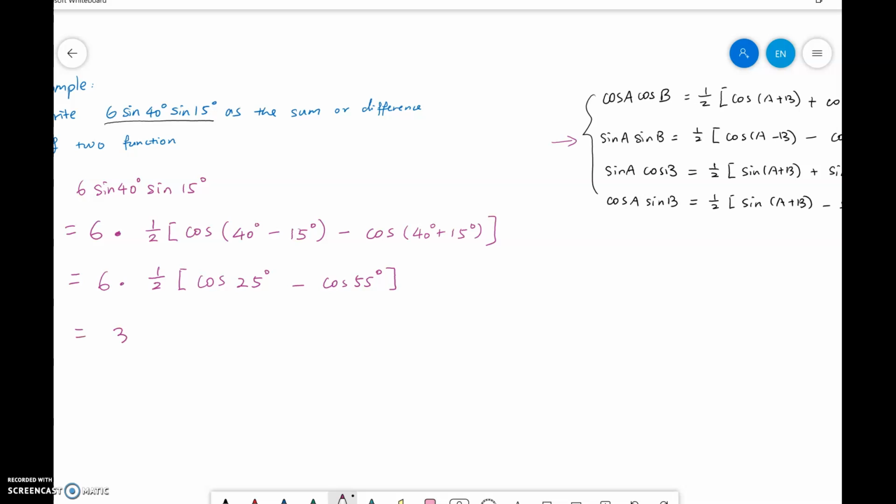Simplifying, we get 3 times cosine of 25 minus cosine of 55. Since we want two functions, I do not want the parentheses. So my answer is 3 times cosine of 25 degrees minus 3 times cosine of 55 degrees.